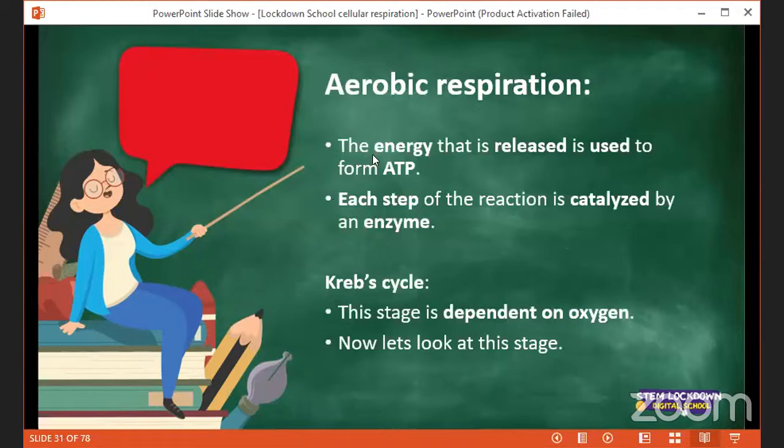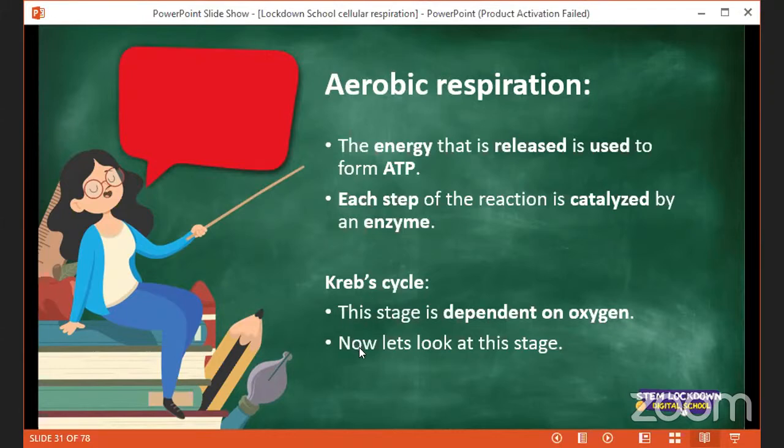Okay. Then the energy that is released is used to form ATP. We have already mentioned that. Each step of the reaction is catalyzed by an enzyme, but we don't need to go into greater detail at this level. All right. Then we have the Krebs cycle, which is the second stage. Remember, we said that aerobic respiration is divided into 3 stages, which is your glycolysis. The second stage is the Krebs cycle, and the third stage is oxidative phosphorylation.